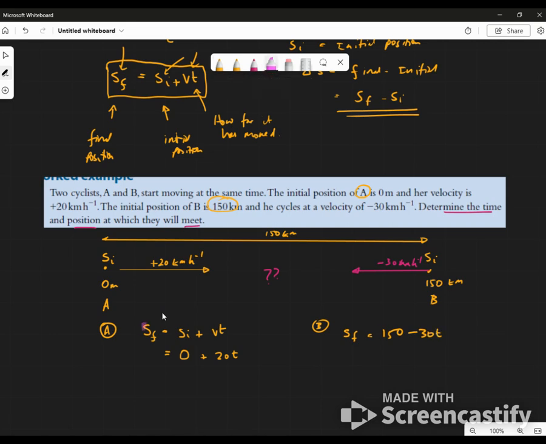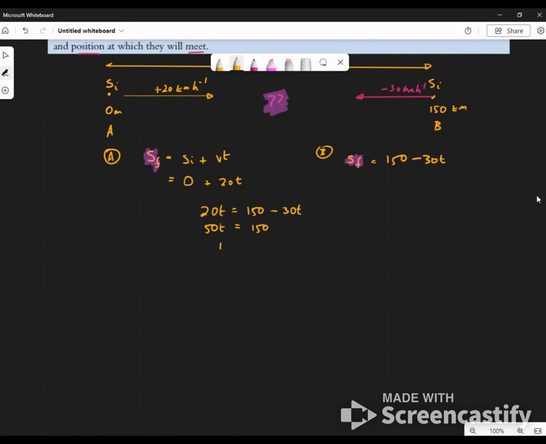Now we want them to meet, so we want the final position of both of them to be somewhere in the middle here. So we can equate these two equations together, and we get 20t is equal to 150 minus 30t. If you rearrange that, you get 50t is equal to 150, from which we get t is equal to 3 hours. So it will take them 3 hours. This one will go for 3 hours, and this one will go for 3 hours, and they'll meet somewhere in this region. Now we've got the time it's going to take, we can find out where they will meet.